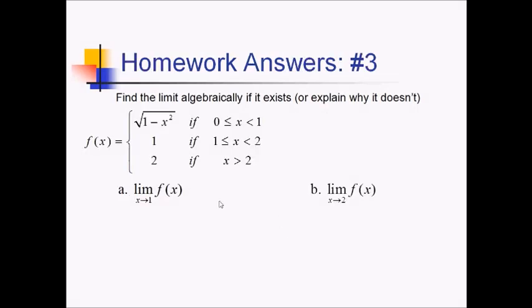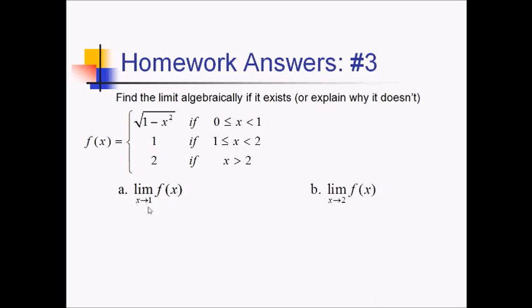On this problem, we're using this three-rule piecewise function to find the following two limits here. Now, if you look at both of these limits, limit as x approaches 1, limit as x approaches 2, these are both border values here. 1 is the border between the first and the second rule. 2 is the border value between the second and the third rule. So for both of these, since we're dealing with border values, we have to look at the left and right side limits before deciding on the two-sided limit.